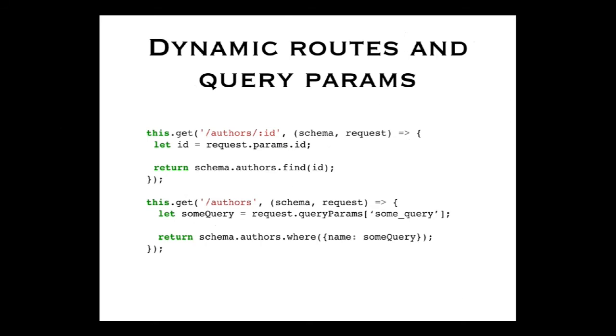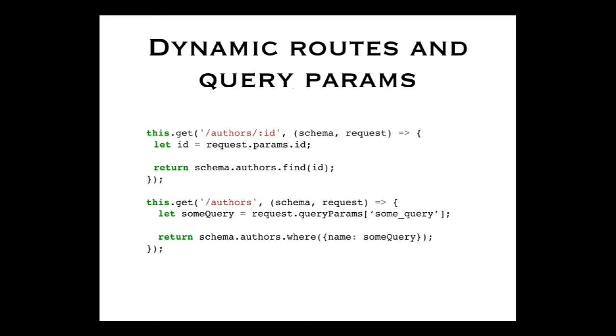As you can see, there is the dynamic segment of the route in this author/ID, and all the dynamic segments are available to you as params. So you can access it through the request params ID and look for the certain author in your database. Same goes for the query params. If you'd like to look through the name, like you are doing some search field and want to just bring back the certain records, you can use where.